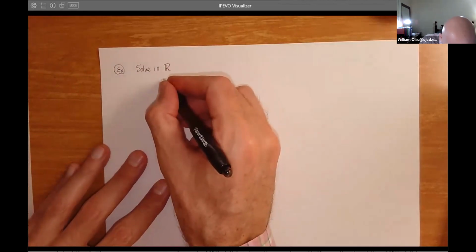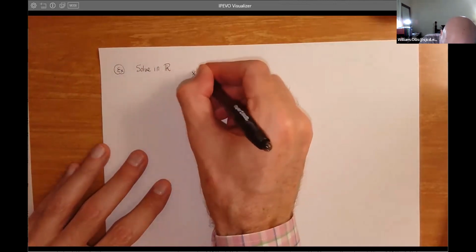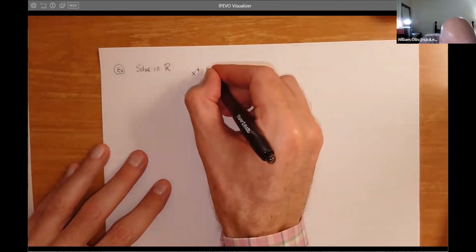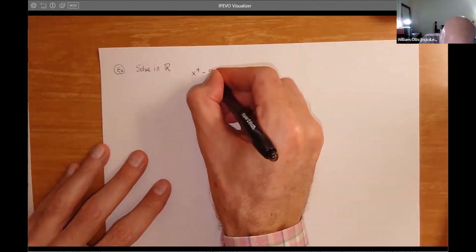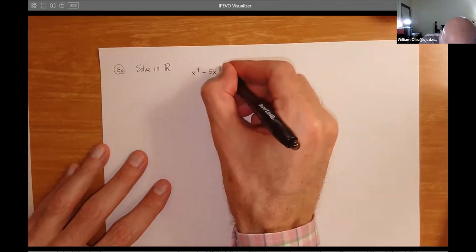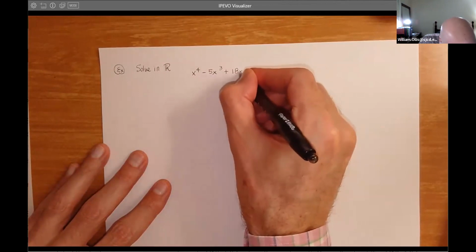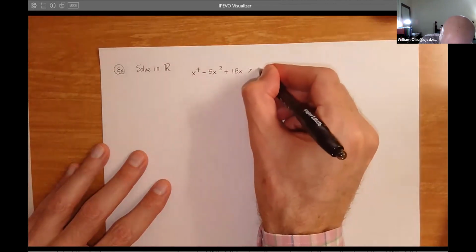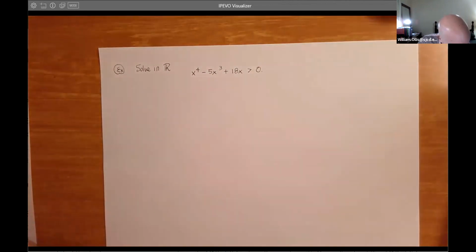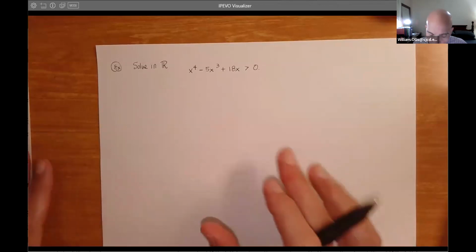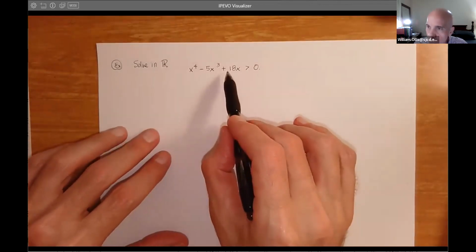So we've got, in this case, x to the fourth minus 5x cubed plus 18x is greater than 0. Now, if you look at this and think about basically what we're trying to do in this particular case, you consider what I taught you.